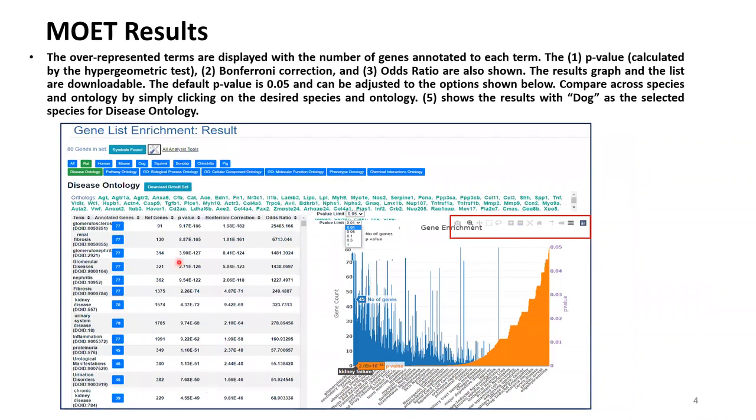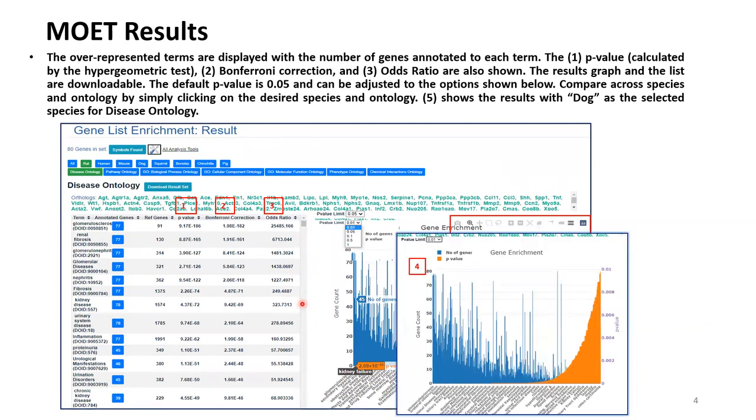The overrepresented terms are displayed with the number of genes annotated to each term. The p-value calculated by the hypergeometric test, Bonferroni correction, and odds ratio are also shown. The results graph and the list are downloadable. The default p-value is 0.05 and it can be adjusted to the option shown below. And this is the graph with p-value adjusted to 0.01 and the graph is modified accordingly.